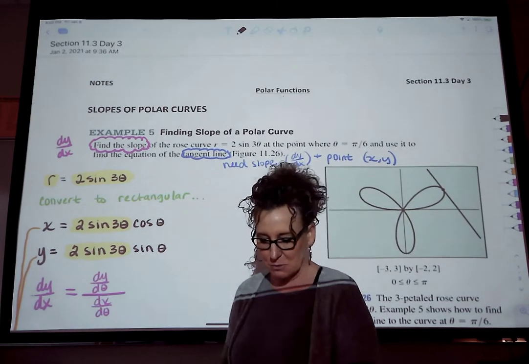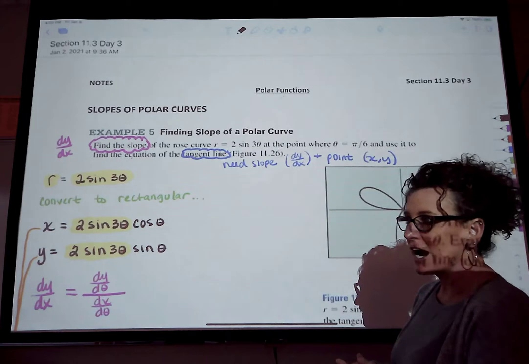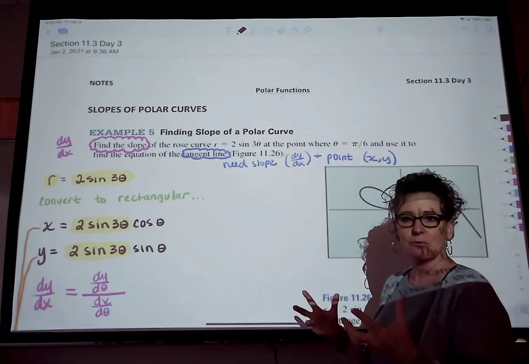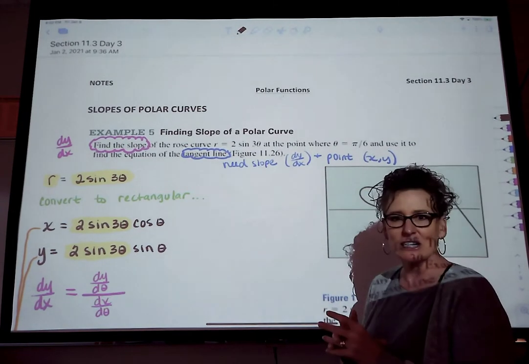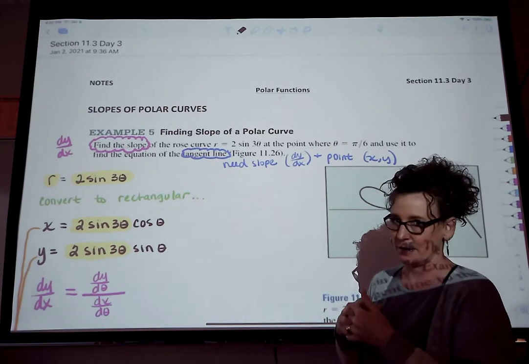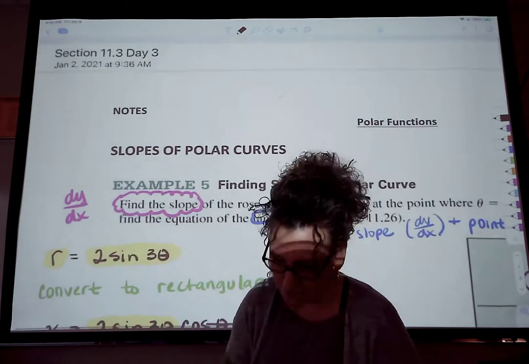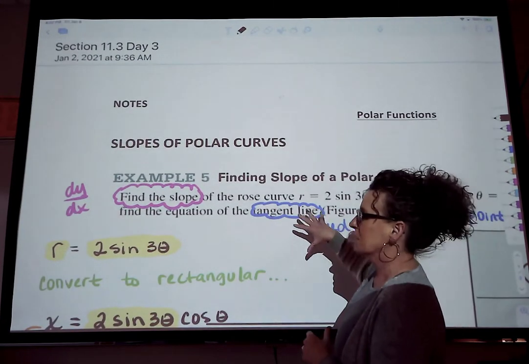So what we're going to do is, again, look at polar curves, look at how they're graphed, and then do some cool stuff with them, like, hey, let's make a tangent line on one of them, or hey, let's find the area inside one of them. So we're going to get started with the example on the front.